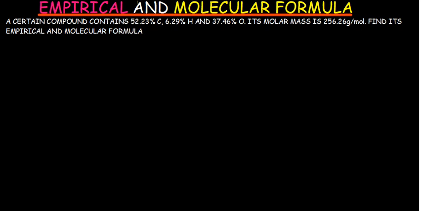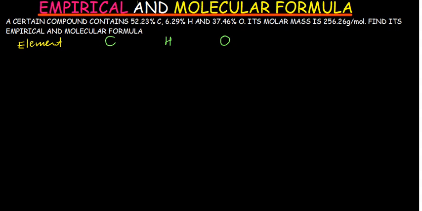So the first thing is, let's find the empirical formula. To be able to get the empirical formula, first we'll put a portion where we're going to show elements. What are the elements which we have in this question? Please write them in the order they've been given. The first one is carbon, followed by hydrogen, and then oxygen, like that.